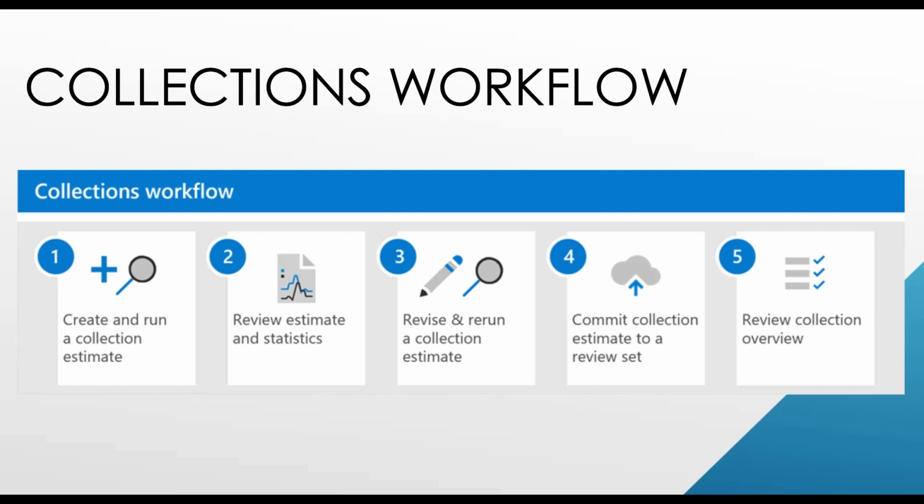So as we've got here, number 1, create and run a collection estimate. You would not believe the amount of people that don't take advantage of this. What that essentially means is, once you've run a collection, you have the ability to look at the estimate of the data that's actually been found and returned for you to publish into a review set. Before you do that, I would always advise people to take a look at that estimate. It is there for the purpose of understanding before you commit it to a review set.